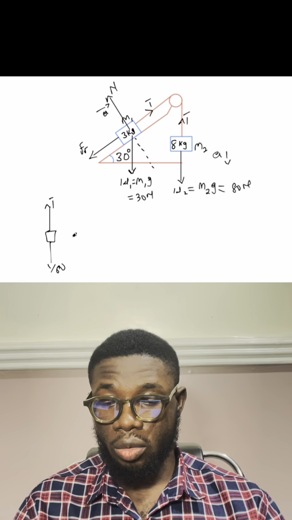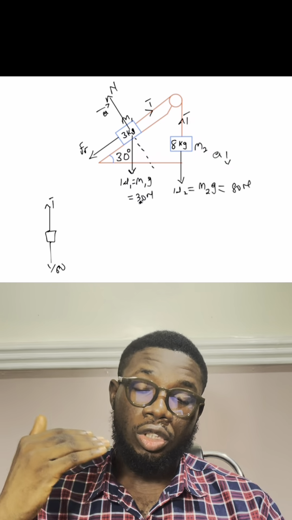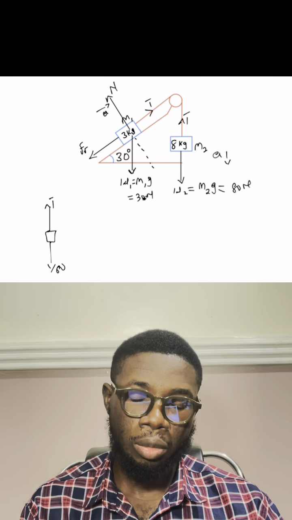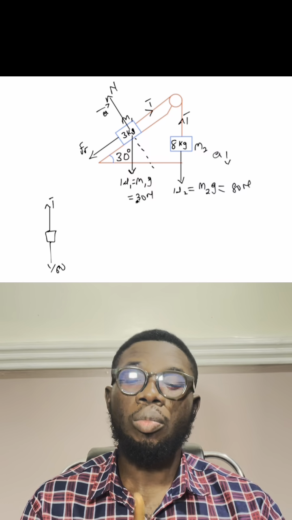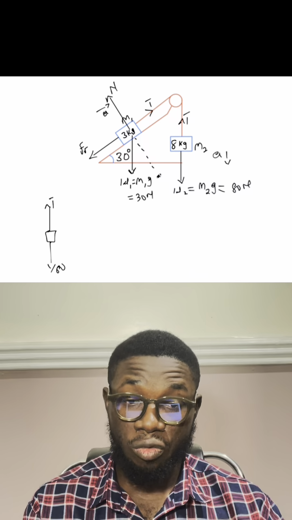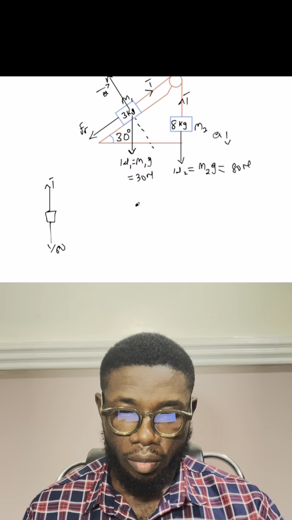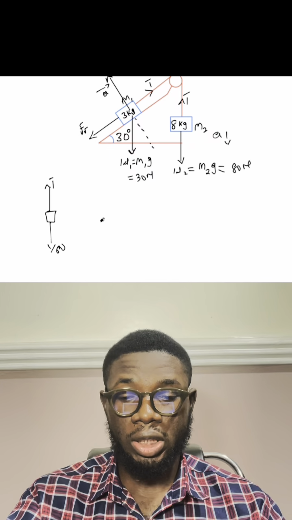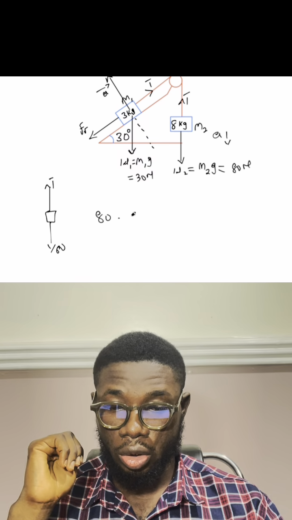So when you do this very well, this will be tension. Since I always like to use positive for the direction of motion, in the general way, up is positive, down is negative. But in this place, I'm going to be using direction of motion as positive. That means that anything that is against the direction of motion is going to be negative. So the direction of motion is downward. So I'm going to take M2G, which is 80 newtons, as the positive guy. So this will be 80. Now, T is in the opposite direction, so minus tension.